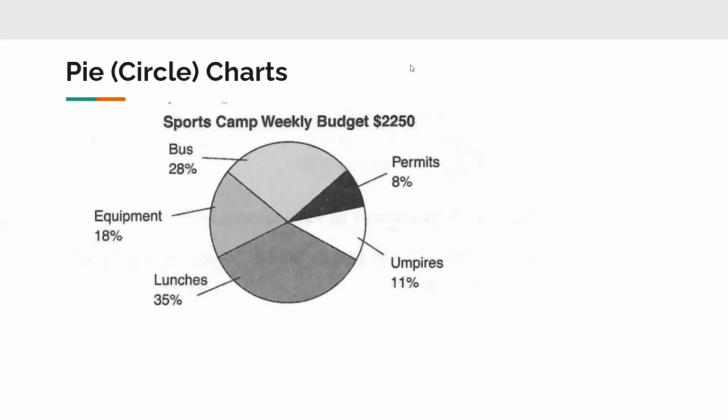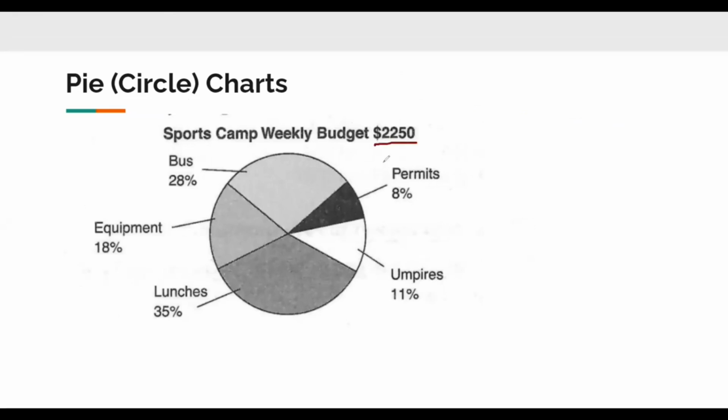Let's take a look at what this chart is communicating to us. We read the title. It tells us that this is a sports camp weekly budget, and the budget amount is $2,250. That means the whole circle represents $2,250. The percentages around the circle tell us what different parts of the budget represent of that $2,250.